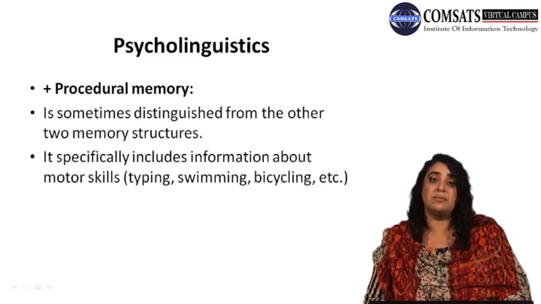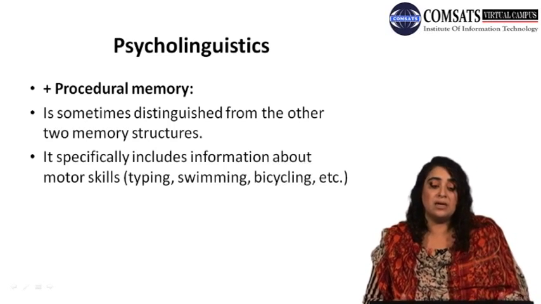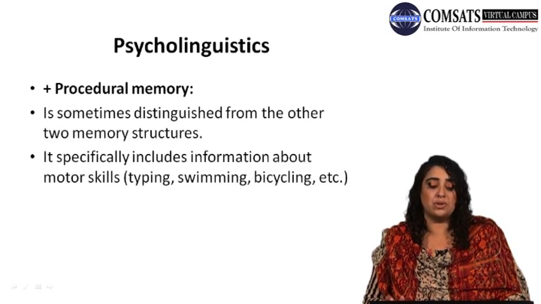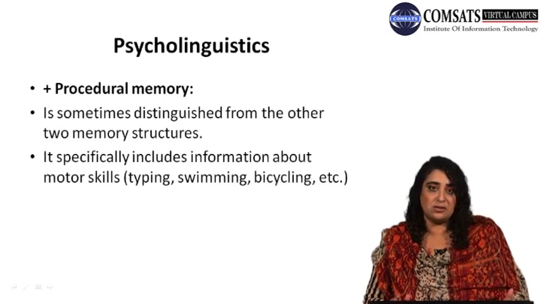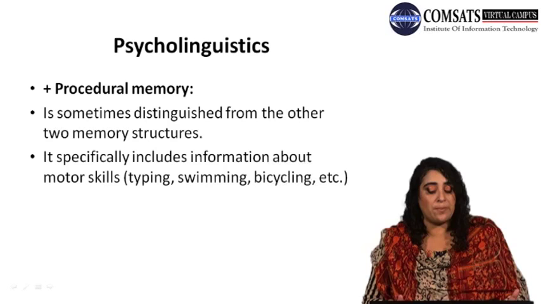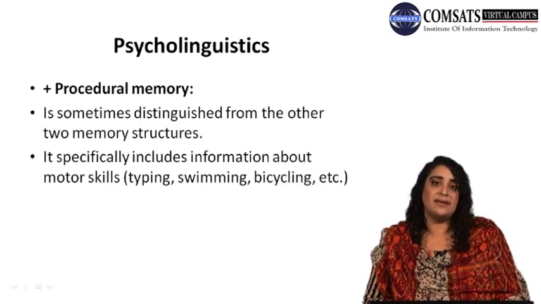The next would be procedural memory. Now, procedural memory is sometimes distinguished from the other two memory structures, the semantic and episodic memory. Procedural memory is a little bit different. It specifically includes information about motor skills, like typing, swimming, bicycling, etc. So procedural memory is the one that recognizes such skills. Like, you remember how to type, how to swim, how to bicycle, how to drive a car, how to perform a task. Anything that involves your motor skills is procedural memory.